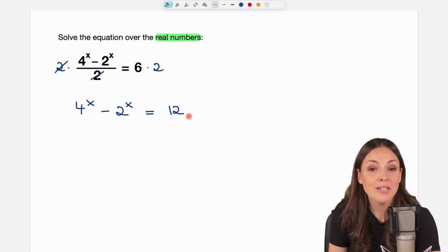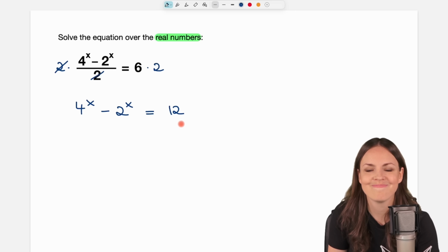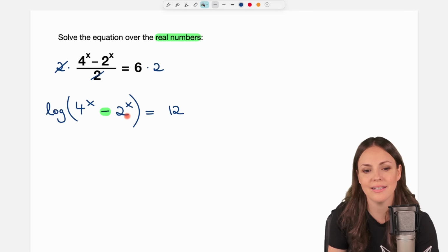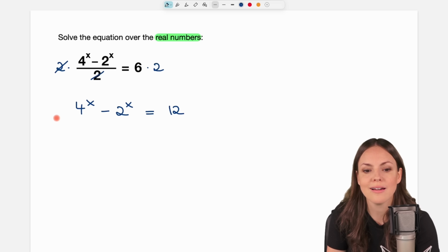Okay, is now a good time to apply the logarithm on both sides? Well, not really, because we have a difference here on this side. If we would apply the logarithm on this entire side, then we have a minus in the logarithm, and there is no rule for what we can do with this logarithm then. So it's not a good time to use the logarithm now. What else can we do?